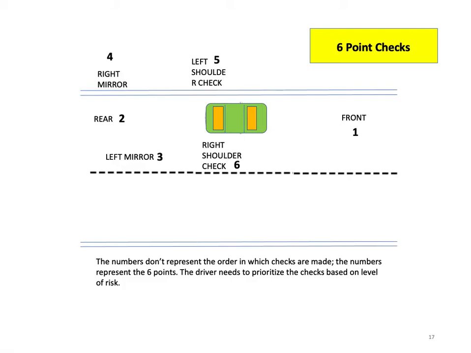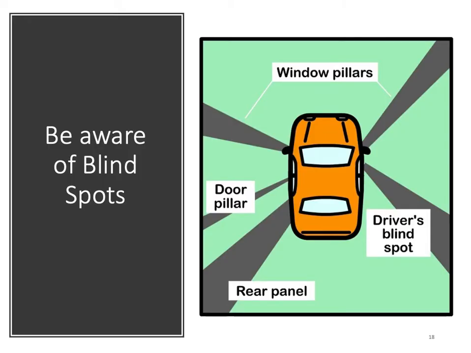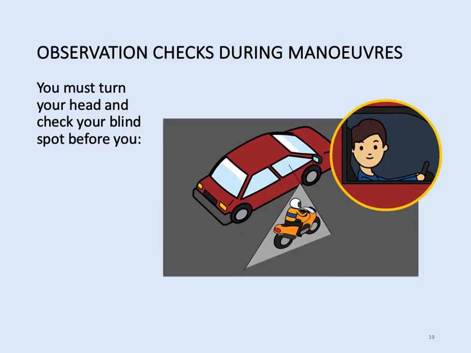That includes to the front, to the rear, left mirror, left shoulder, right shoulder. The numbers don't represent the order in which these checks are made. The numbers represent the 6 points. The driver needs to prioritize the checks based on level of risk. Be aware of blind spots around your vehicle.